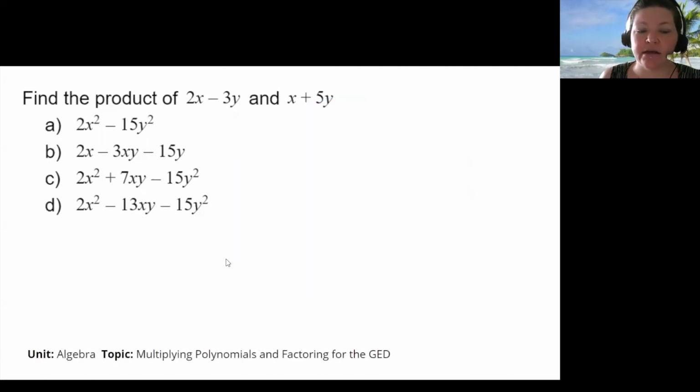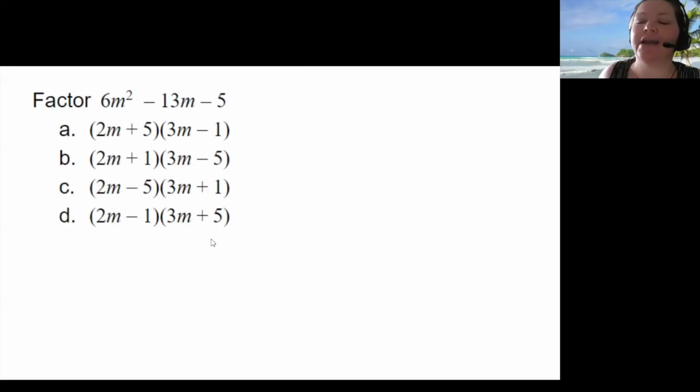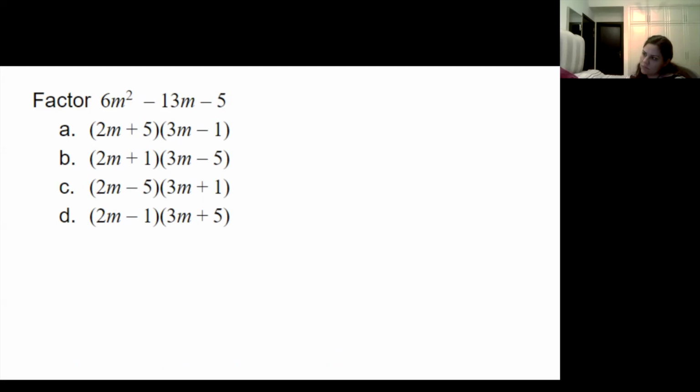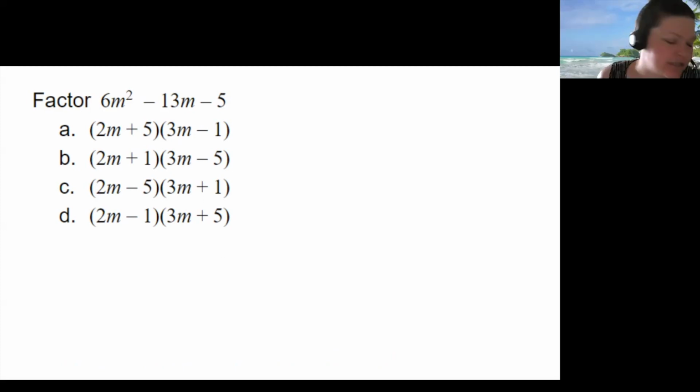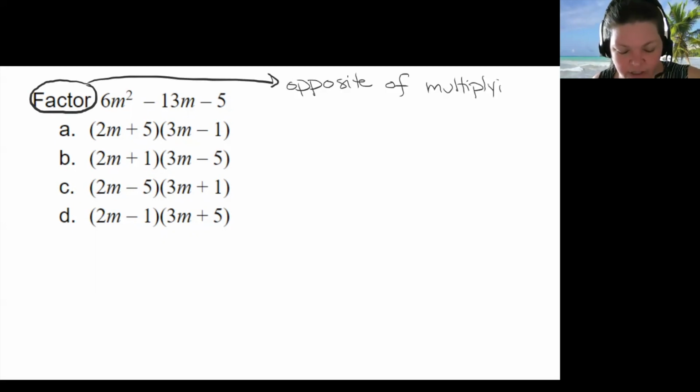This is the concept of multiplying binomials specifically, but in the crash course, I just have one page where we multiply all different kinds of polynomials. Next one says factor 6m squared minus 13m minus 5. Just to let you know, for students who don't know what the word factor means, factor is basically the opposite of multiplying. It's pulling a number back out into a multiplication problem. Students usually don't think this way because we like to do the math, not undo the math. But it's basically like undoing multiplying.